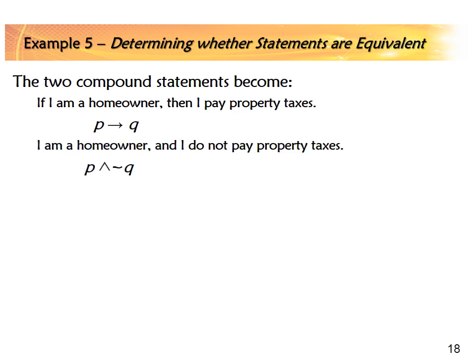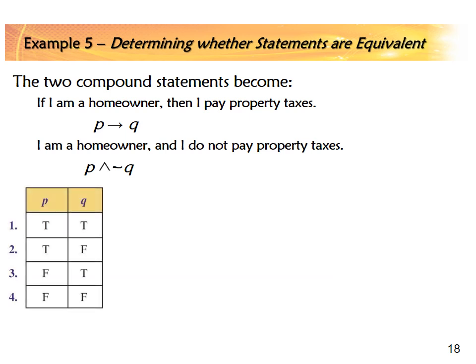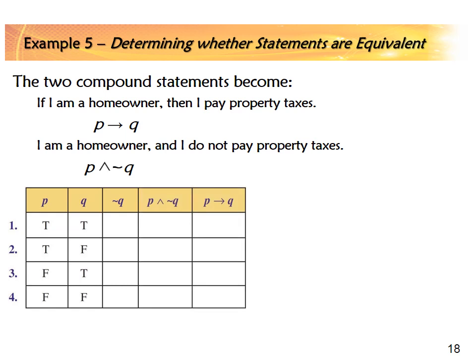And if I am a homeowner, I do not pay property taxes, P and not Q. Those are our two possibilities. So let's go ahead and start working with our truth table. I have two letters, so I've gone ahead and filled that out as we always do. I'm going to do not Q because that's our first connector. And then we have P and not Q to check out the truth value of that based on what's in the previous columns. And then we have P then Q to check out what's in the previous columns.